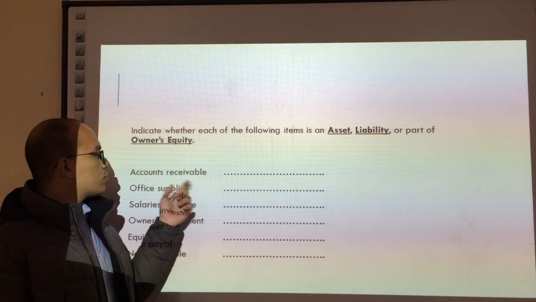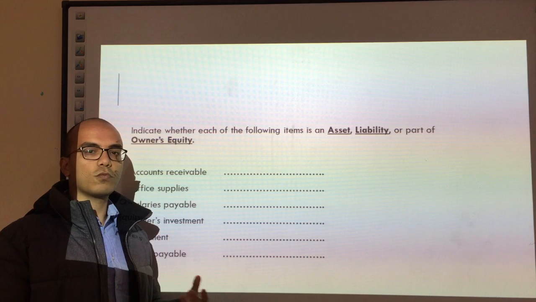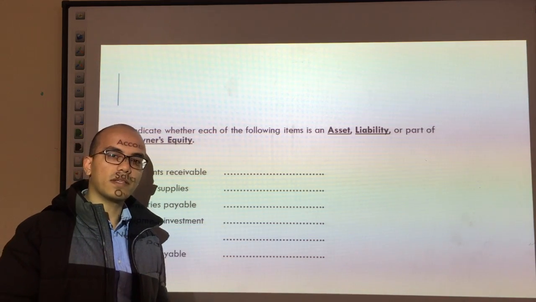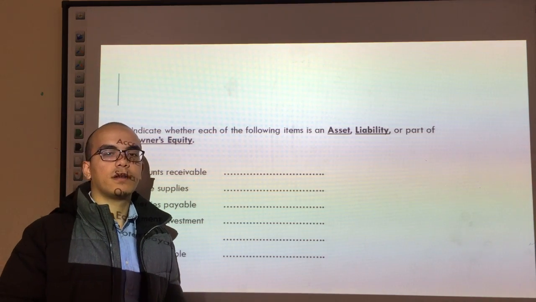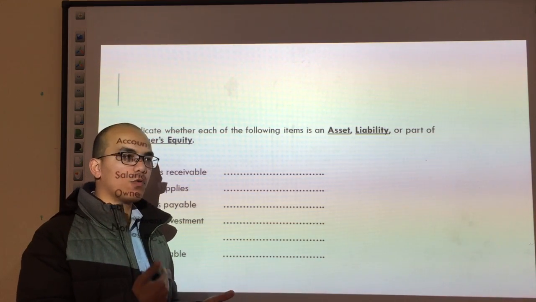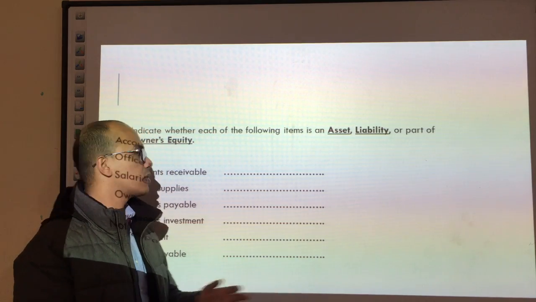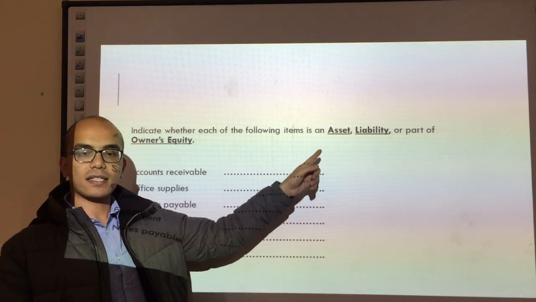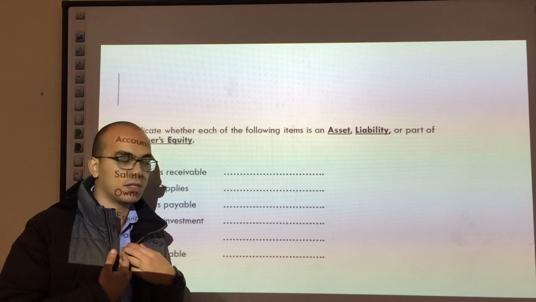So, accounts receivable. This means I somewhat took some sort of a payment, but I didn't get the money yet. I was just promised on a piece of paper, a legal paper that says I will be receiving the money, let's say in 30 days. So this falls under asset, because this will be money that comes in.